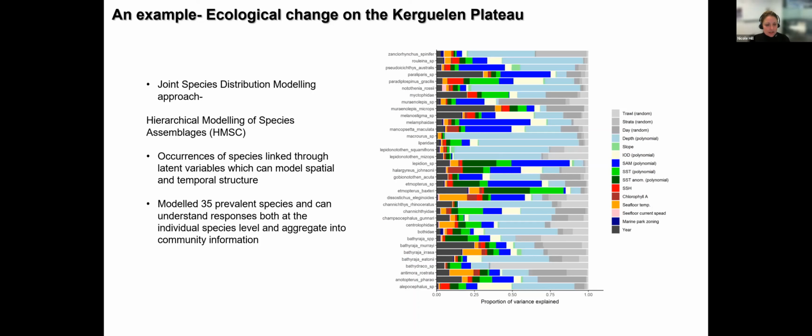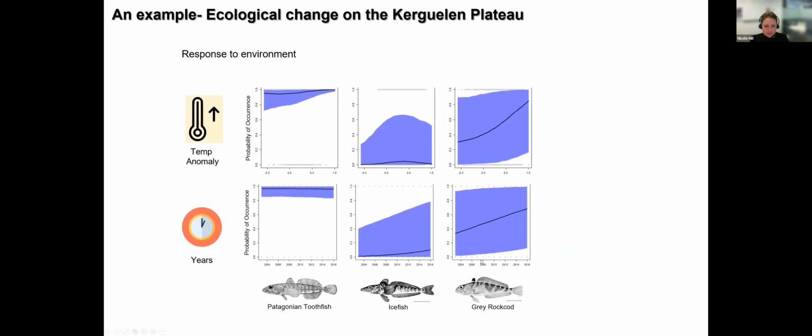And the advantage of doing something like this is that it helps rarer species be modelled better, and it can give us more accurate distributions than if we did single species individually. So in this situation, Joel's modelled the most prevalent 35 species. And what we've got here is a plot on, whoops, back.